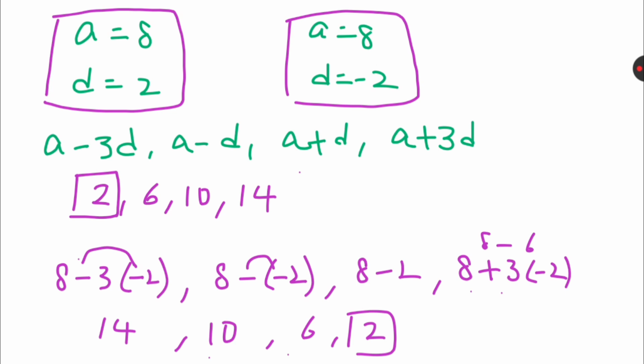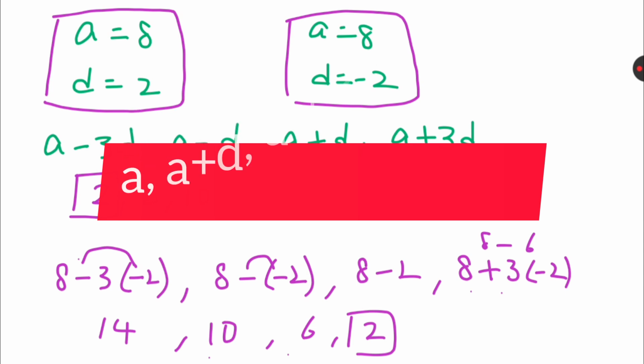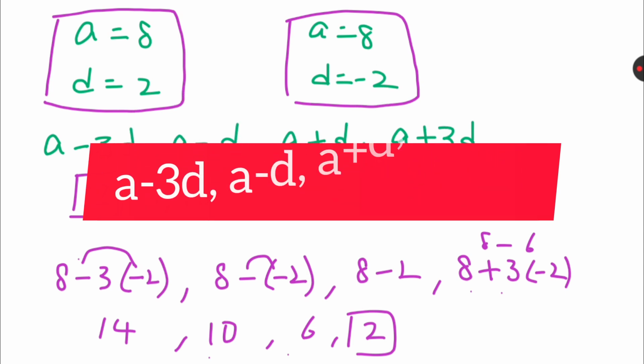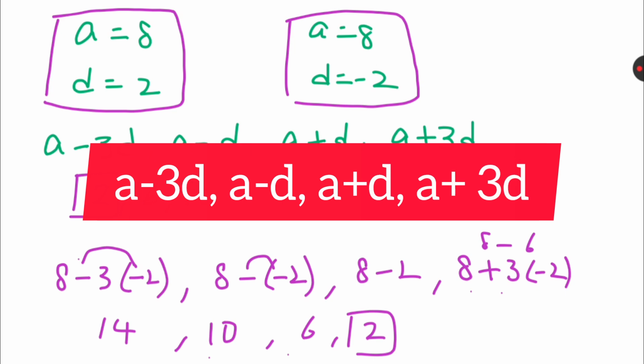In both cases we are getting 2 as the smallest number. So either you can take the 4 consecutive terms as a plus d, a plus 2d, a plus 3d, or you can take a minus 3d, a minus d, a plus d and a plus 3d. Whichever you find easier, you can follow that.